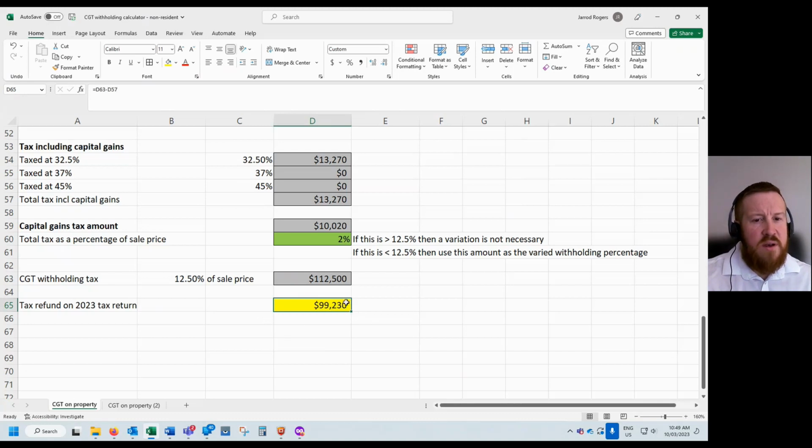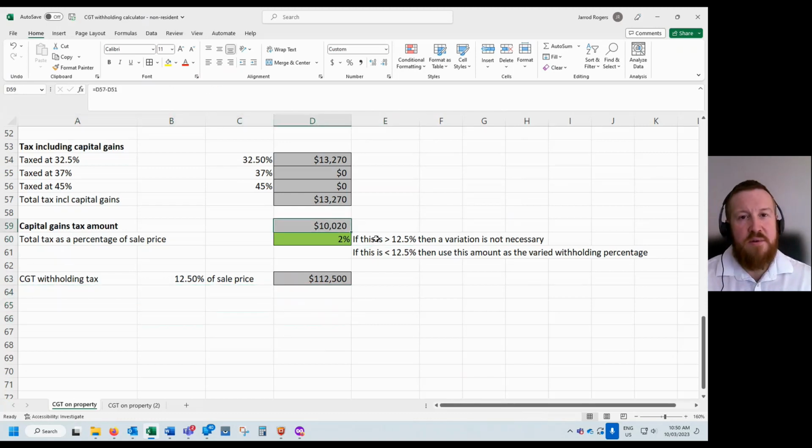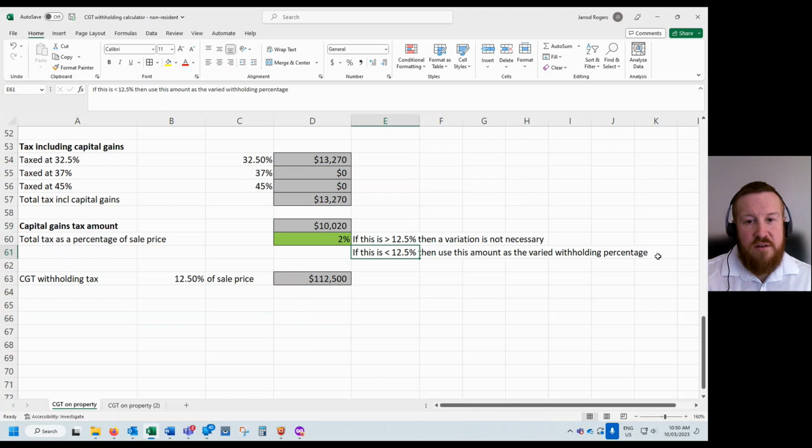But what if you don't want to have that $99,000 sitting in the government's pocket from the time of sale until at least July, when you get the money back? Well, that's when we can do a variation. If the capital gains tax you expect to pay is under 12.5%, then you can use this number, this 2%, as the varied withholding figure.